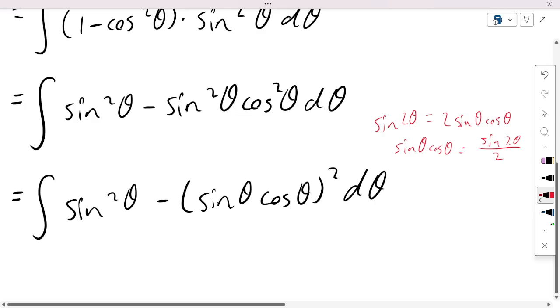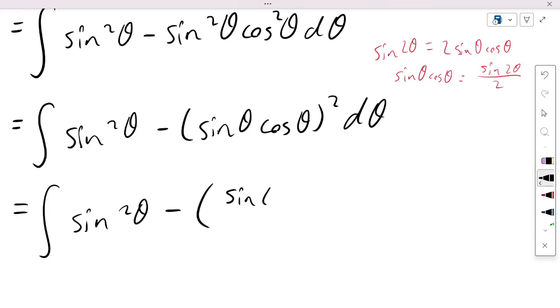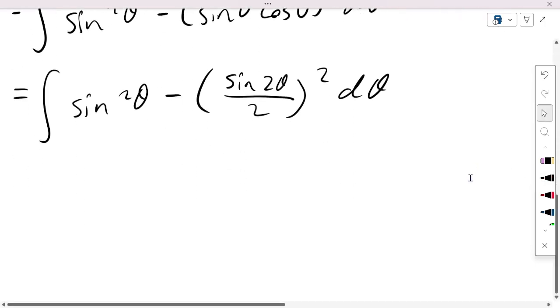And that is what we have. So we can basically just plug this into that over there. We're kind of getting rid of the exponents, making it easier to substitute. So we're going to have sine square theta minus, and we're going to have the bracket over there. It's going to be sine 2 theta divided by 2 raised to the power of 2 with respect to theta. Okay, so that's what we have so far.